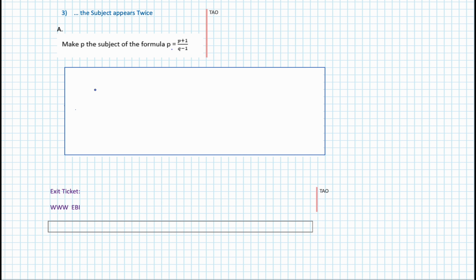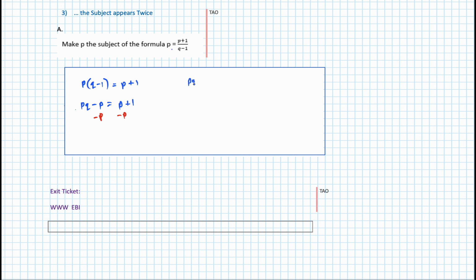We have q minus 1 on our denominator. We want to cancel both sides with that, so we multiply both sides by q minus 1. So I put that into brackets initially. And now I can expand. From there, I'll just do a little bit of this just to make sure it's clear. We have this p on the right hand side, so minus p on both sides.